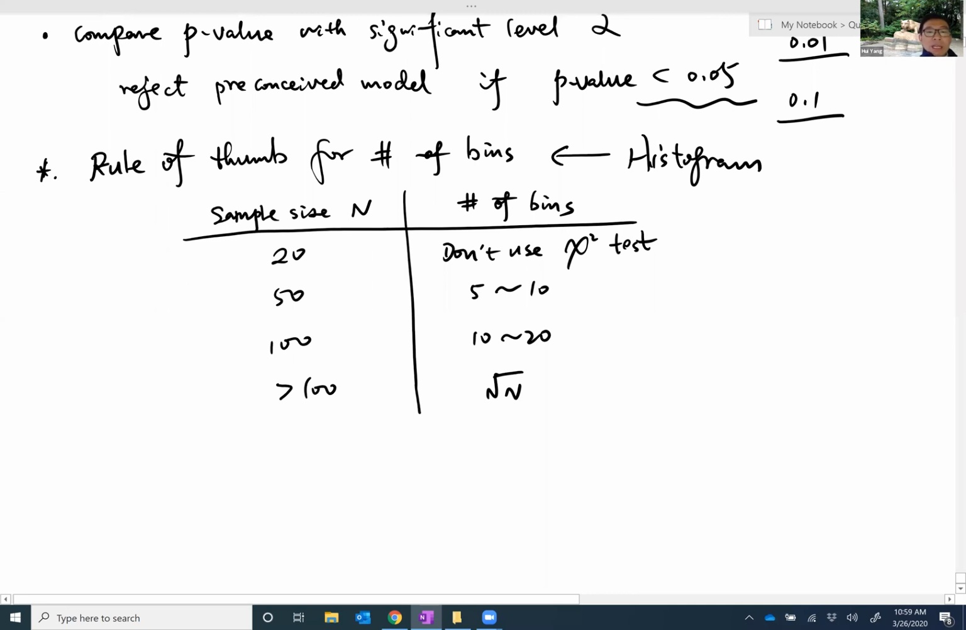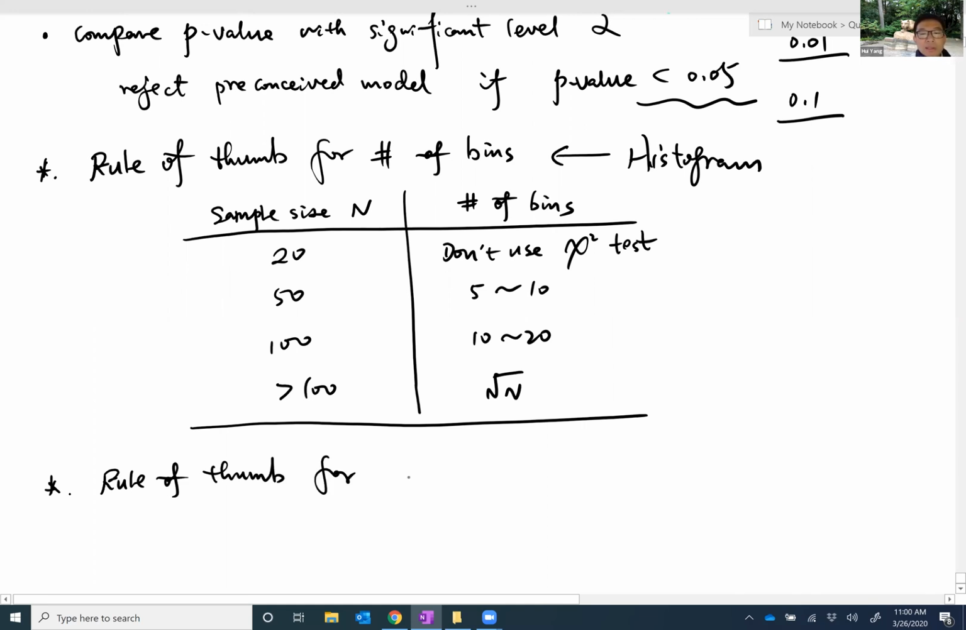Okay. And you're going to have expected observation. So EJ, the rule of thumb for the size of EJ. What is EJ? EJ is the expected number of observations.